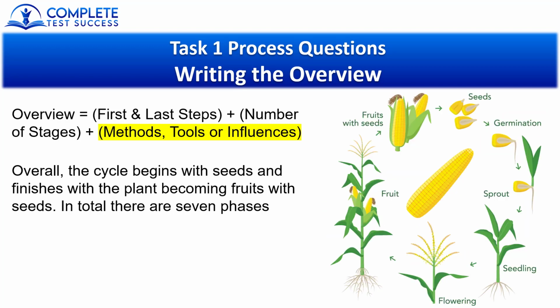And this second process that we've been looking at is natural, and this particular one has no external influences, so we will just say that, which require no external influences. If the image had showed us things like birds carrying the seeds or the rain watering the plant, we would have to put that in our overview.